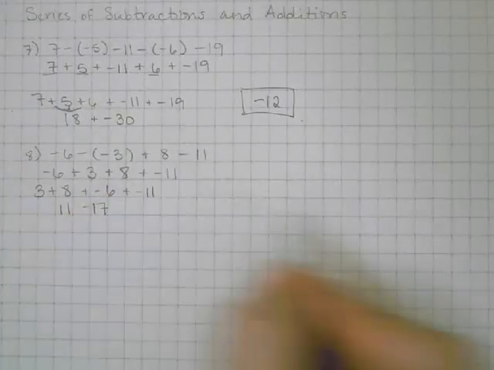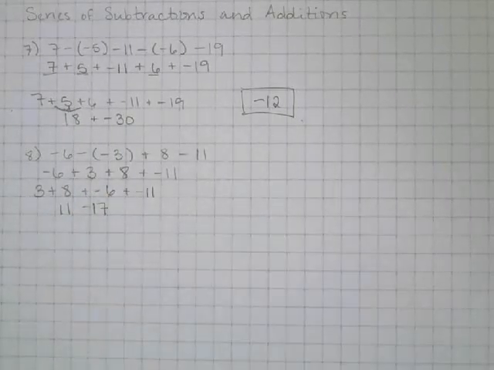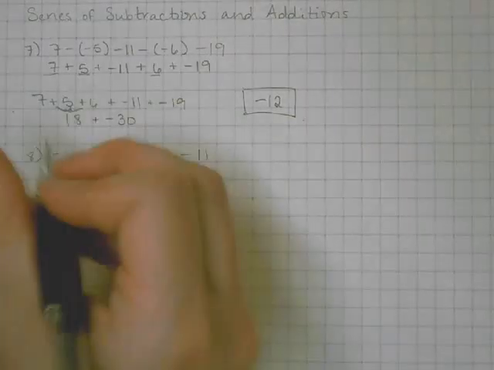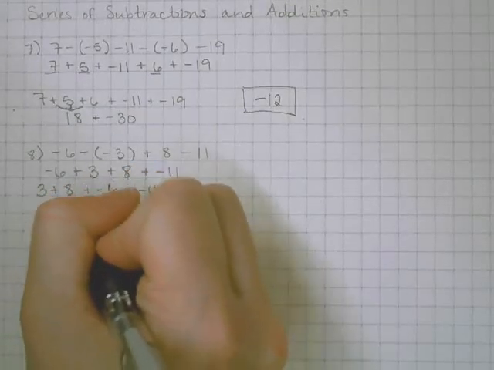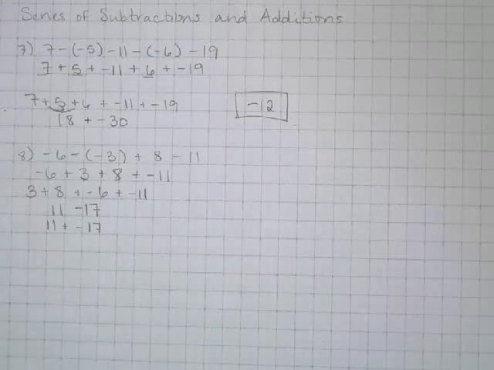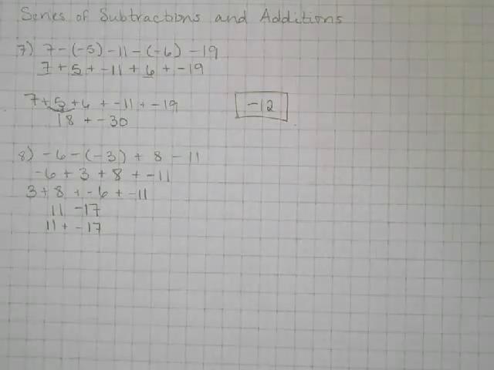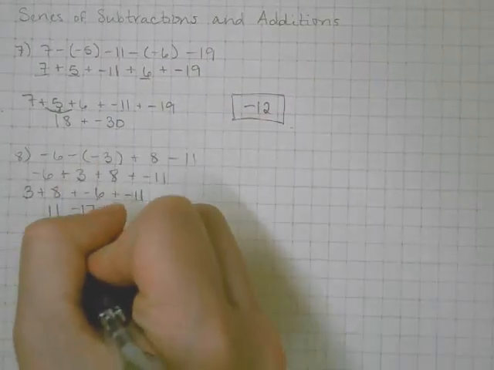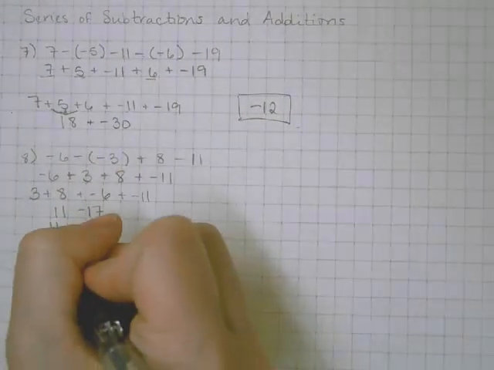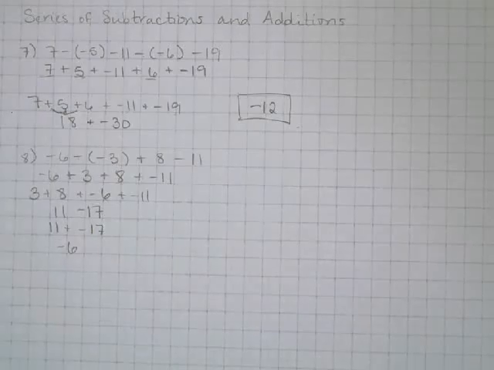So 11 minus 17, we can look at that in terms of what we did yesterday, 11 plus a negative 17. Sorry, I lost my train of thought. So 17 minus 11 is just 6. We know that 17 is the bigger number, so this is going to be a negative 6.